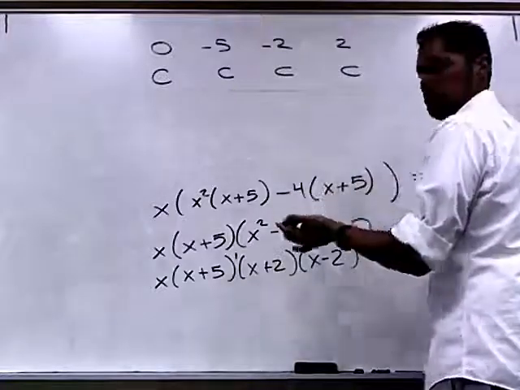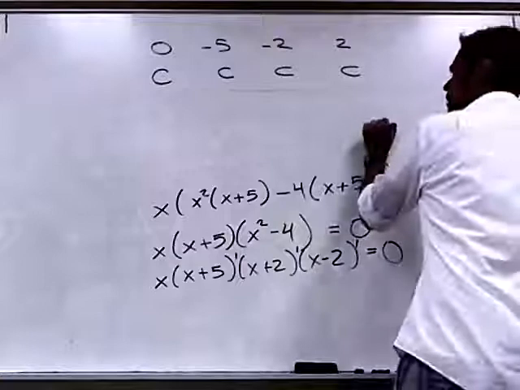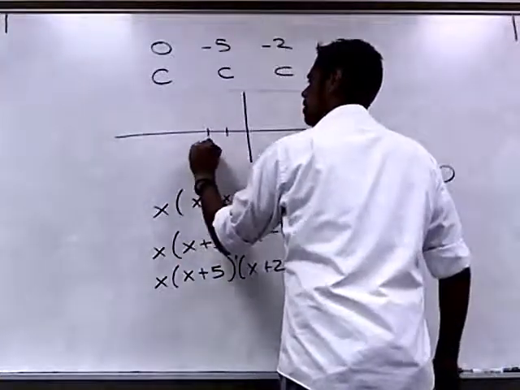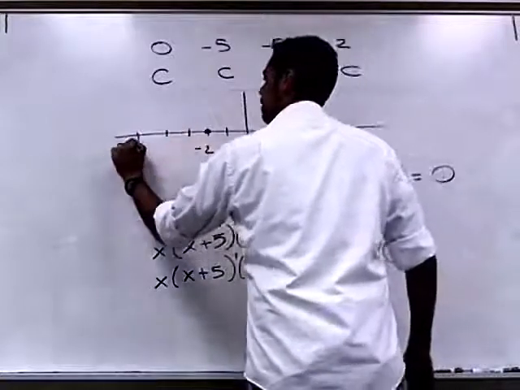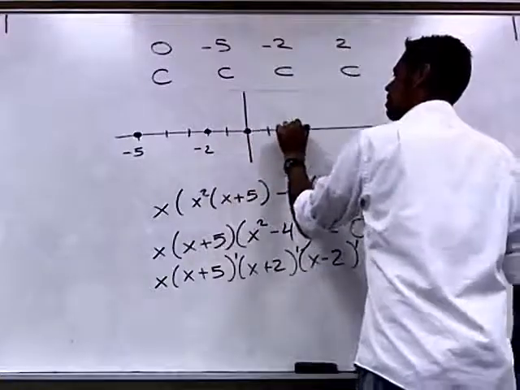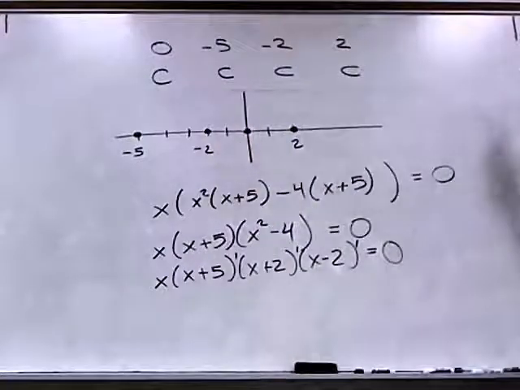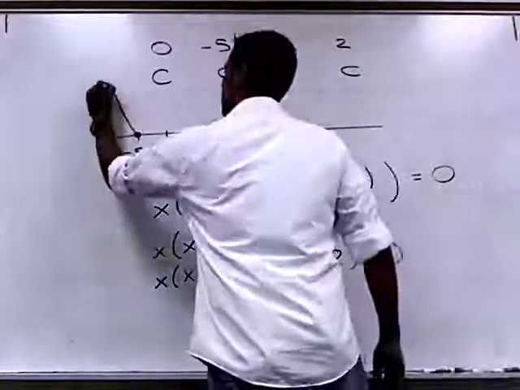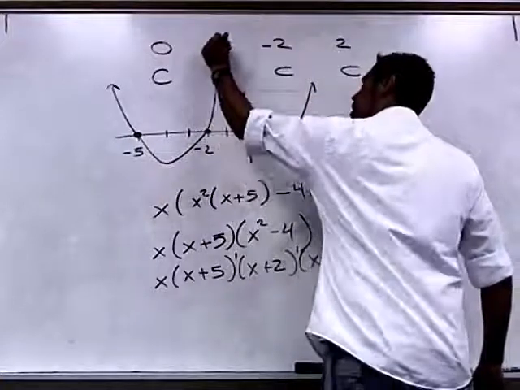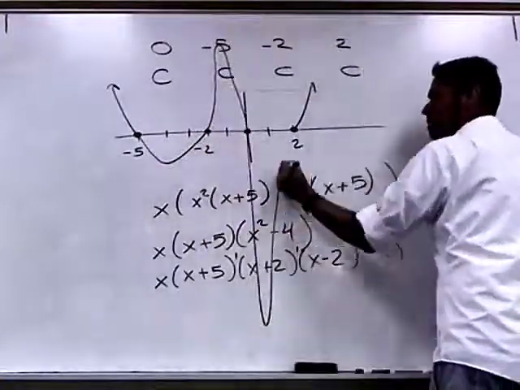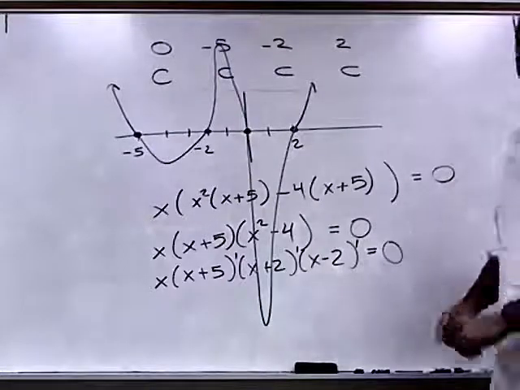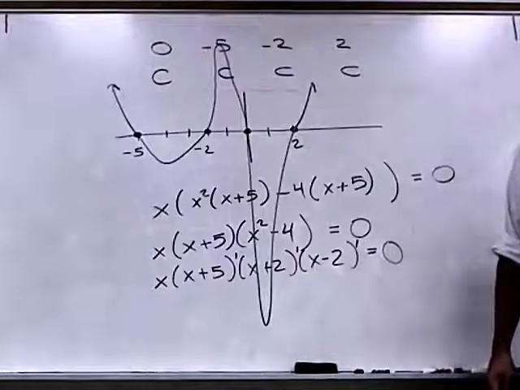Picture. Oh, y-intercept? 0 again. Okay. Picture. Negative 2. Negative 5. 0. 2. Up, up, right? Cross everywhere. Cross. Cross. Cross. That wouldn't be wrong, would it? Okay.